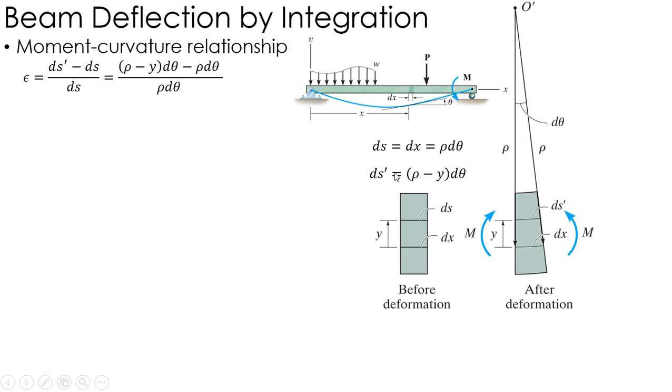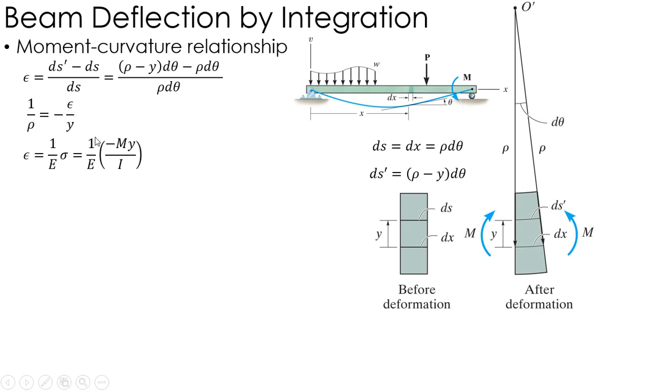So then I can find the strain at that point, ds prime minus ds over ds. That strain is going to be, plugging all those in, I get a rho d theta that cancels. Actually, all my d thetas cancel, the rhos. Anyway, rearranging things, I get 1 over rho equals the strain over y, and that's times a negative.